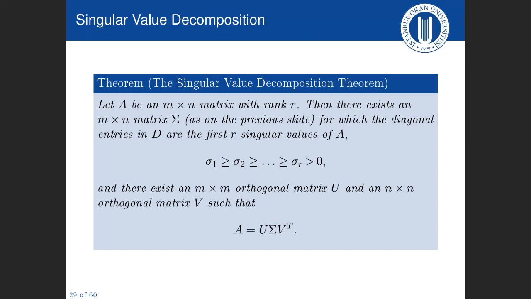The singular value decomposition theorem. This is the theorem which tells us we can do this. Let A be an m by n matrix with rank r. Then there exists an m by n matrix sigma, which is the same as on the previous slide: a diagonal matrix at the top left and then zeros everywhere else, for which the diagonal entries in D are the first r singular values of A, but we write them in the list such that the biggest one is first, then the second biggest one, and so on. And there exists an m by m orthogonal matrix U and an n by n orthogonal matrix V such that A is equal to U sigma V transpose. So basically this theorem says we can do singular value decomposition for any matrix.